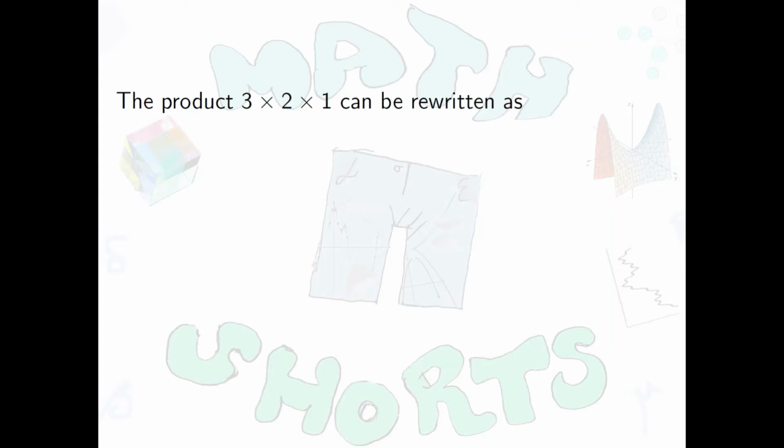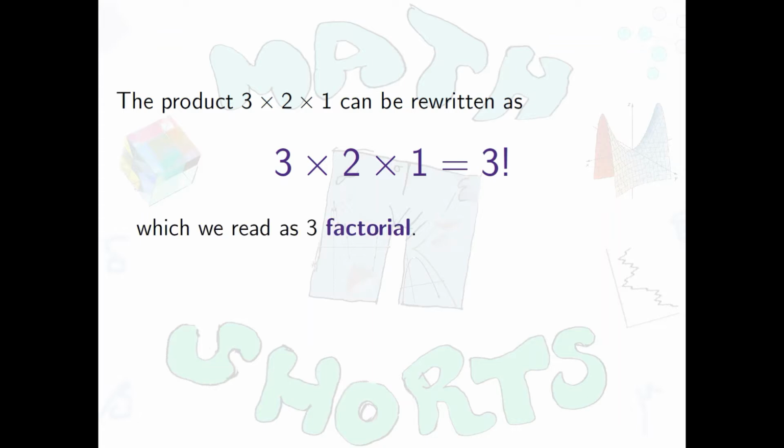Now, this product, or products like this, 3 times 2 times 1, where we're multiplying a bunch of consecutive integers together, shows up all the time in mathematics. As a result, mathematicians have a notation for it. So they write it as 3 with an exclamation mark after it, which means all of the numbers from 3 down to 1 multiplied together. And we read this as 3 factorial.